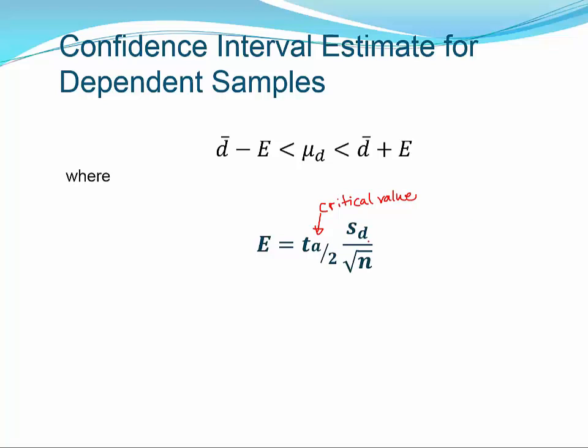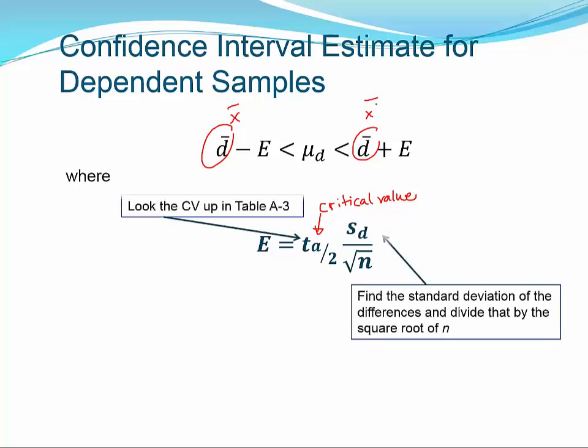And we have the standard deviation of the differences divided by the square root of n. And remember that d bar was really your x bar. It's the average of the differences in your calculator. So we look up the critical value in table A3 and we find the standard deviation of the differences, divide that by the square root of n to find our margin of error.